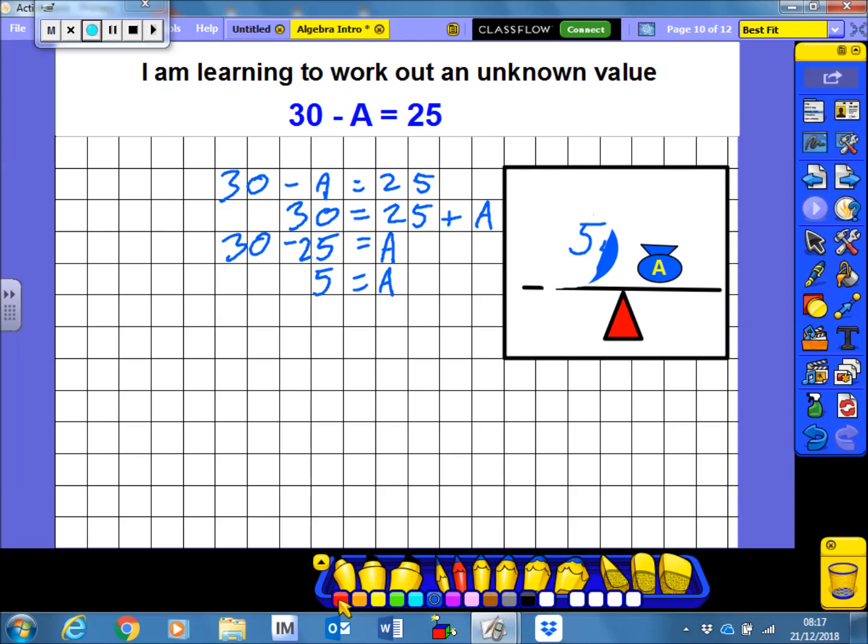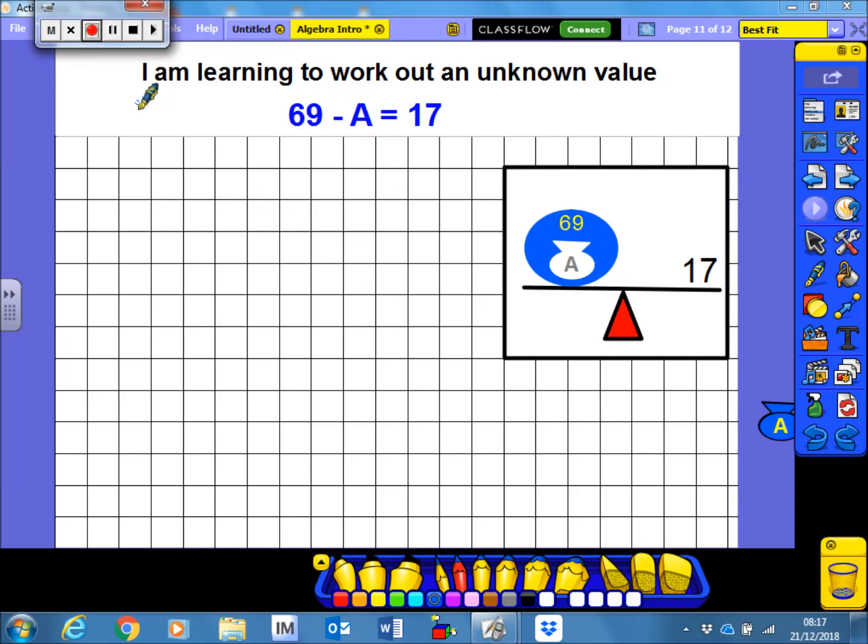The reason for that is that this isn't really an A, this is a minus A. Minus A is the opposite of A. So if we have a minus A, we hate minus numbers in algebra. We want to try and get them positive where we can. Or we hate minus unknowns in algebra. So if we have a minus unknown, a minus letter, we want to try and make it a positive letter. And we do that by adding that letter back on.